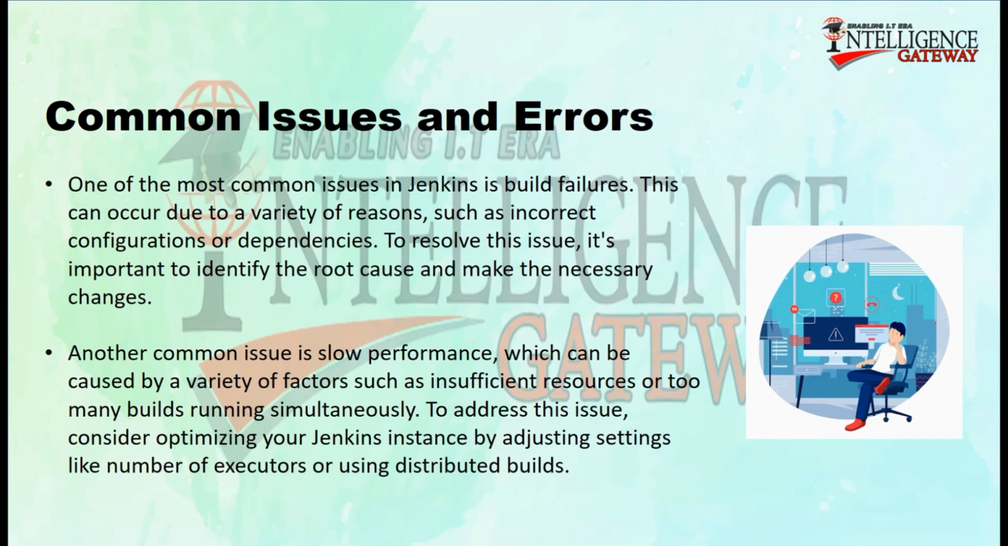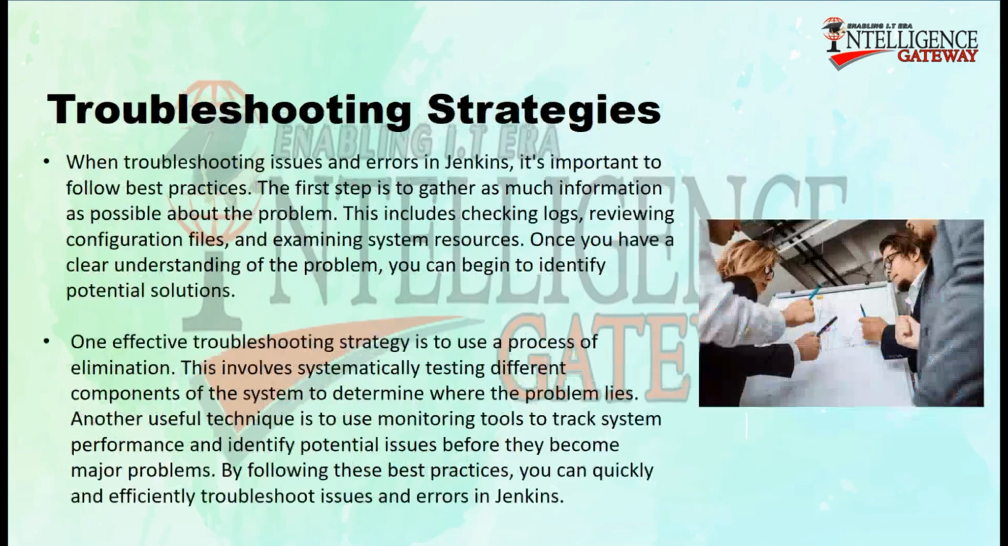To resolve this issue, it's important to identify the root cause and make the necessary changes. Another common issue is slow performance, which can be caused by a variety of factors such as insufficient resources or too many builds running simultaneously. To address this issue, consider optimizing your Jenkins instance by adjusting settings like number of executors or using distributed builds. Troubleshooting strategies. When troubleshooting issues and errors in Jenkins, it's important to follow best practices.